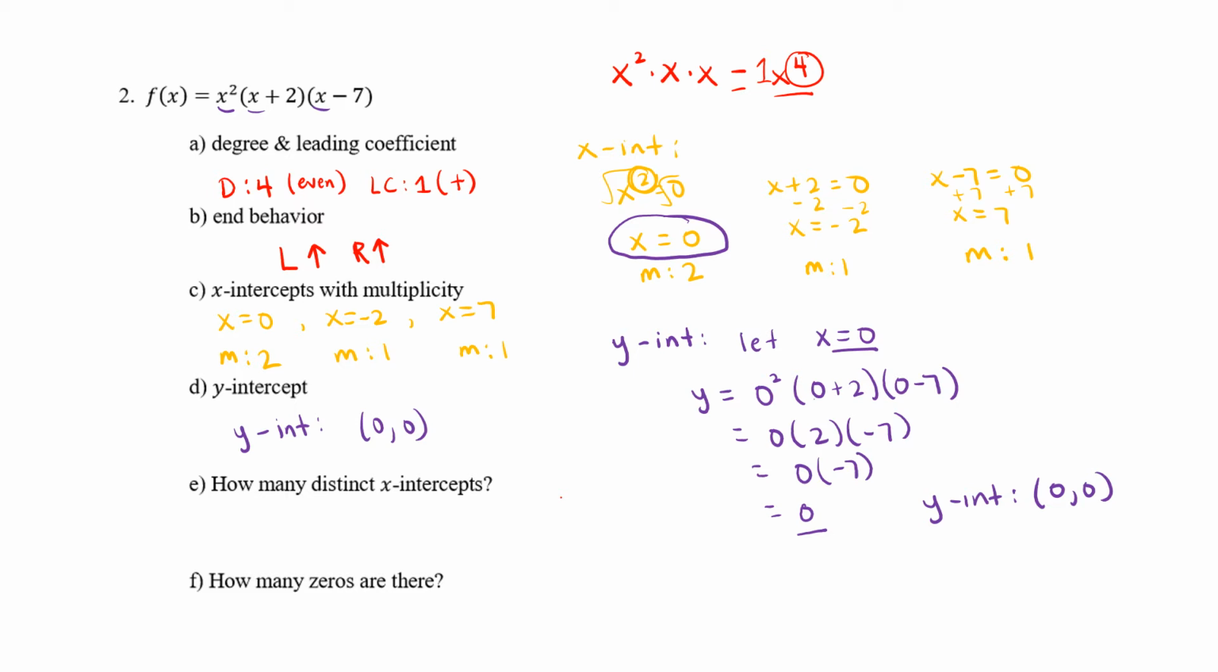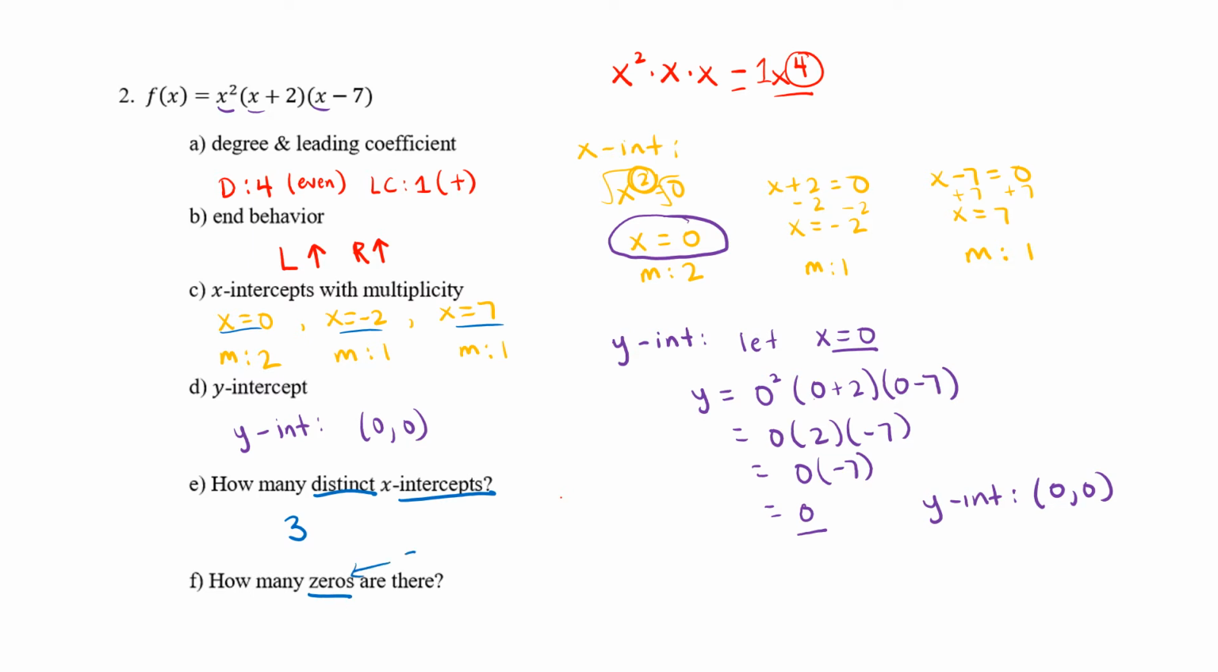That finishes off the x-intercepts and the y-intercepts. So from that point, if we were graphing, we could go through and do the graph, but we don't have to. We're just finding the information here. These last two questions are just reminding you of vocabulary. It's saying how many distinct x-intercepts are there, meaning how many different x-intercepts are there? There's 1, 2, 3.